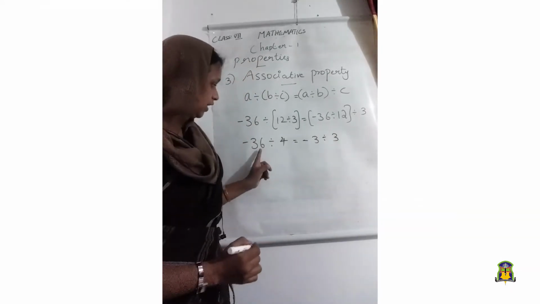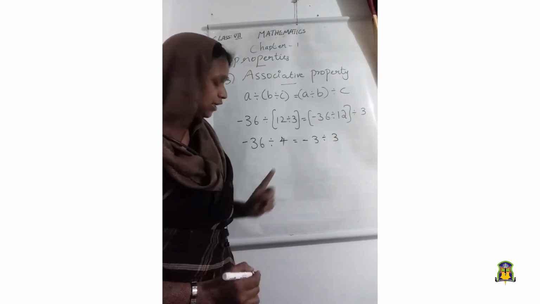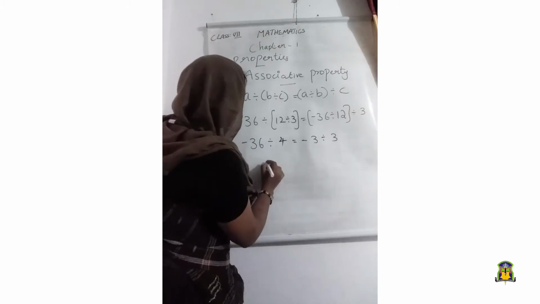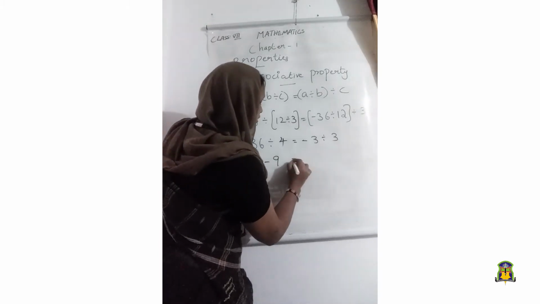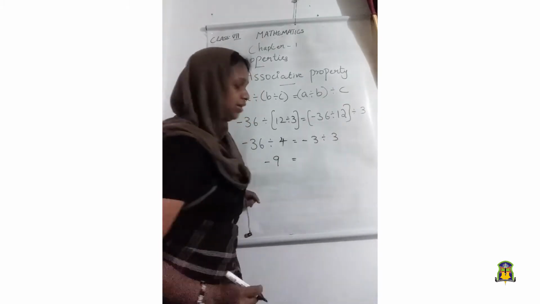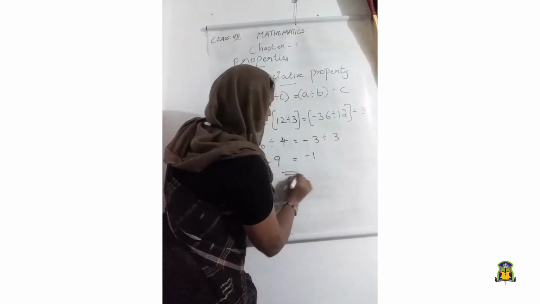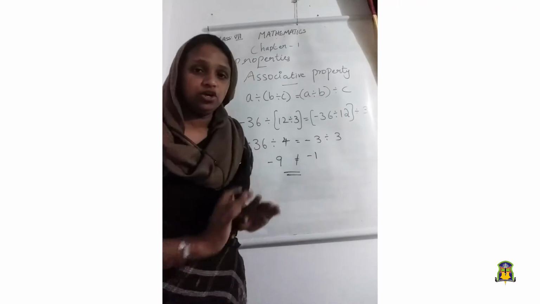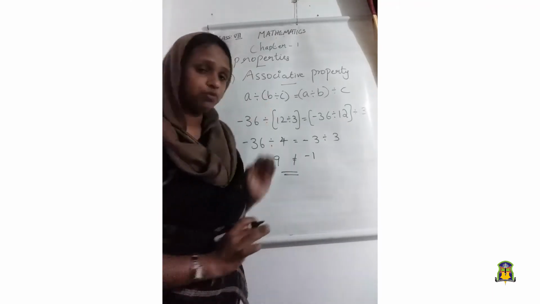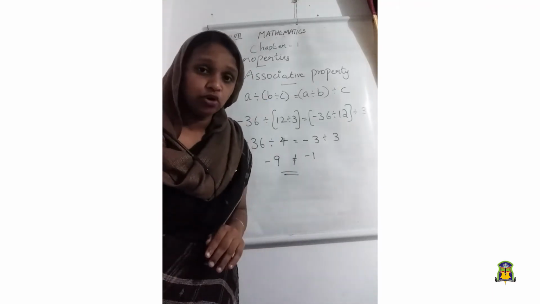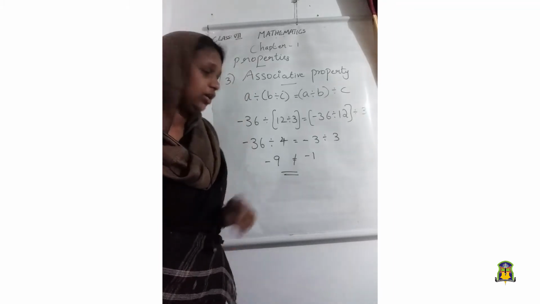Okay. Now, negative 36 divided by 4 is negative 9. On the other side, negative 3 divided by 3 is, yes, negative 1. So this is also not satisfied. That means the associative property is also not satisfied for division of integers. Okay.